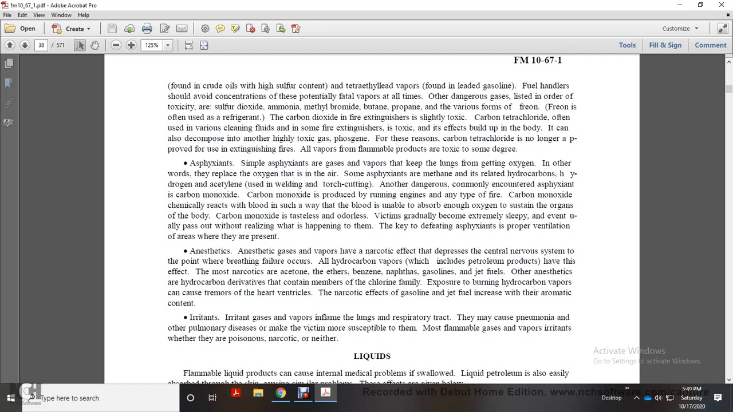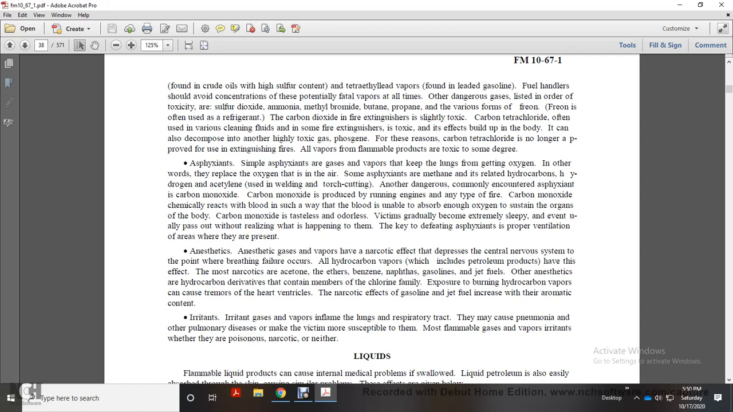Anesthetic gases and vapors have a narcotic effect that depresses the central nervous system to the point where breathing failure can occur. All hydrocarbon vapors, including petroleum products, have this effect, the most narcotic being acetone, all ethers, benzene, naphthenes, gasoline, and jet fuels. All anesthetic hydrocarbon derivatives contain members of the chlorine family. Especially the burning of hydrocarbon vapors can cause tremors of the heart ventricles. The narcotic effects of gasoline and jet fuel increase with the higher aromatic content.